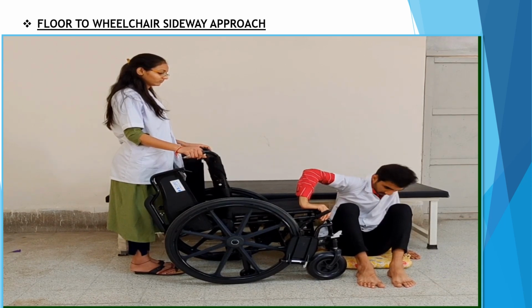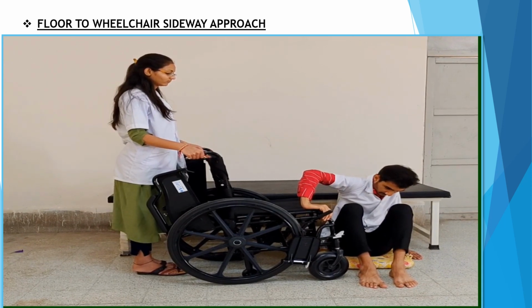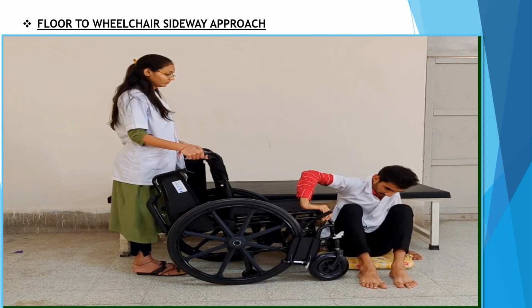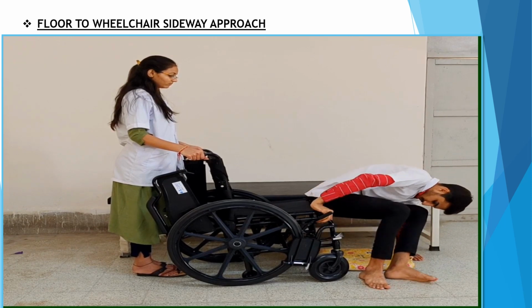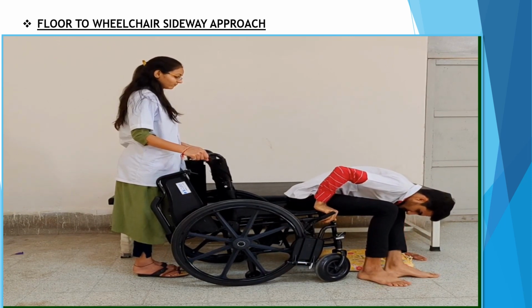Step 3. Lifting and rotating the body into the wheelchair. The right arm is adducted to pull the body laterally and the left arm is abducted and depressed to lift and move the body laterally.